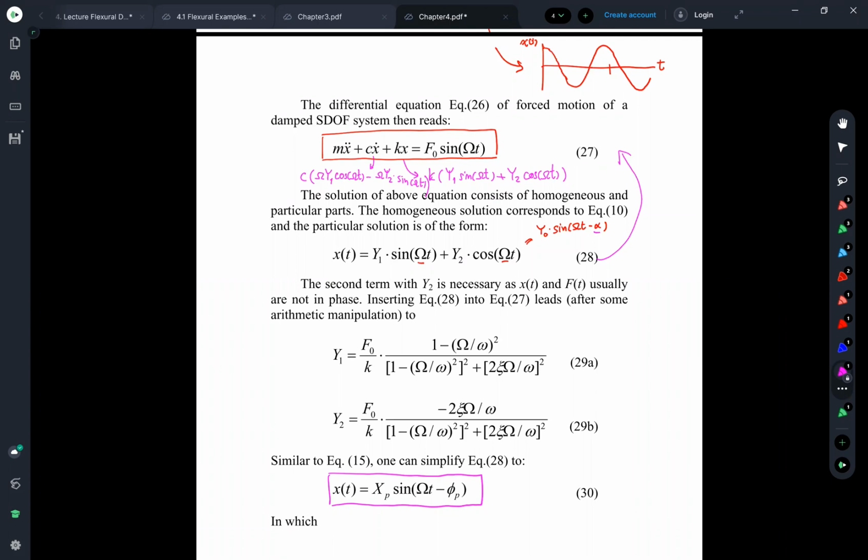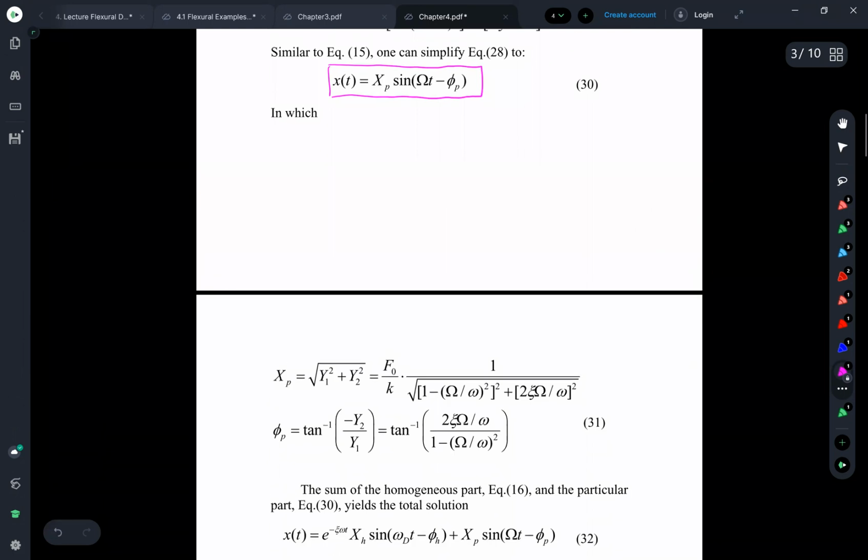But in equation number 30, you see the term Xp contains no arbitrary constant. You don't have any arbitrary constant here. Phi p also is determined from the frequency ratio between the force and the natural frequency of your building, and the damping. No arbitrary constant to take care of initial conditions, like initial displacement and initial velocity of your building at time t0, for example.